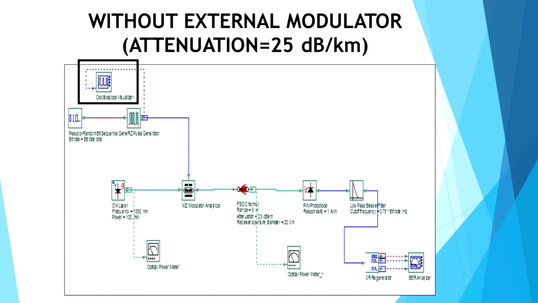Next, for the transmission medium, the FSO channel. The FSO channel is free space optics, which uses air as the transmission medium and a low power laser as the light source. Now, at the FSO channel, we set the range to 5 meter and the attenuation to 25 dB per kilometer. And then the signal will enter the PIN photodiode. The PIN photodiode is used to convert light into an electrical current.